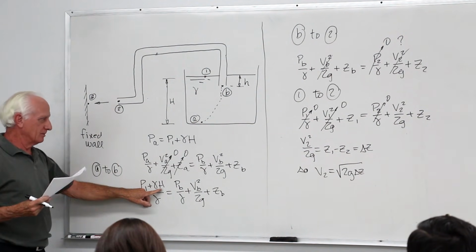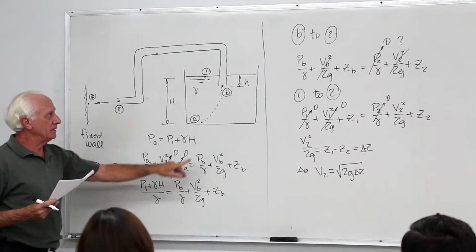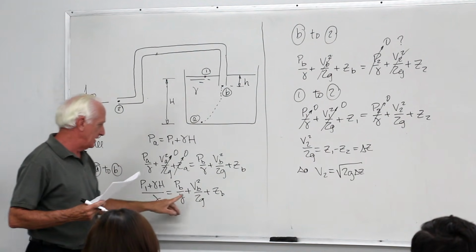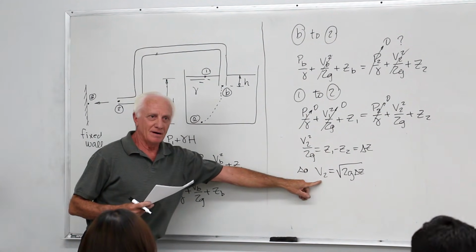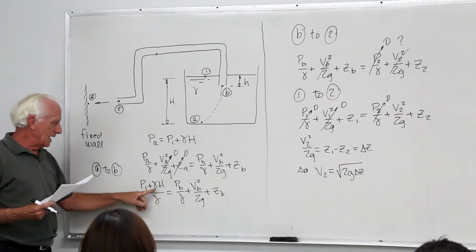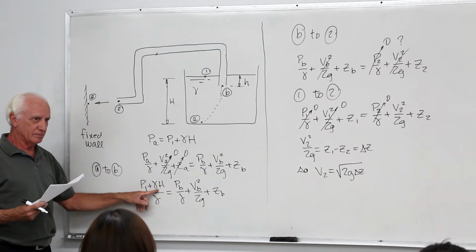You want to find H? You just found PB. I told you right there, PB. You found PB. You found BB. There it is right there. And now guess what? Now you solve for H.